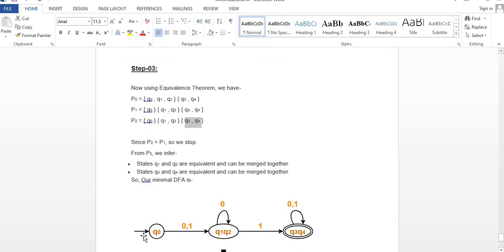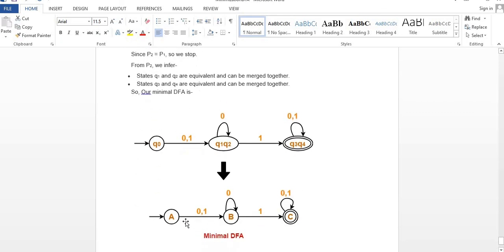So our minimal DFA will be Q0 on 0, 1 to Q1, Q2, Q1, Q2 on 0 to Q1, Q2, Q1, Q2 on 1 to Q3, Q4, which is your final state, indicated by a double circle, and Q3, Q4 on 0, 1 reach Q3, Q4. Now these combined states will be given new names. Q0 is indicated by A, Q1, Q2 is indicated by B, and Q3, Q4 will be indicated by C.